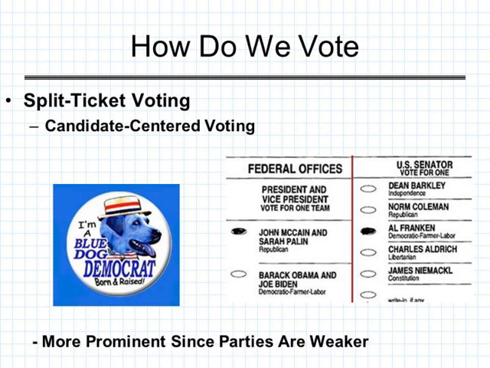This is the way we tend to vote now because parties aren't as powerful as they used to be. And again, we'll talk more about why parties lost some of their power, and we'll talk a little bit more about this split ticket versus straight ticket voting later in the semester when we talk about political parties. Those are the first two things I want you to understand when we talk about how do we vote.